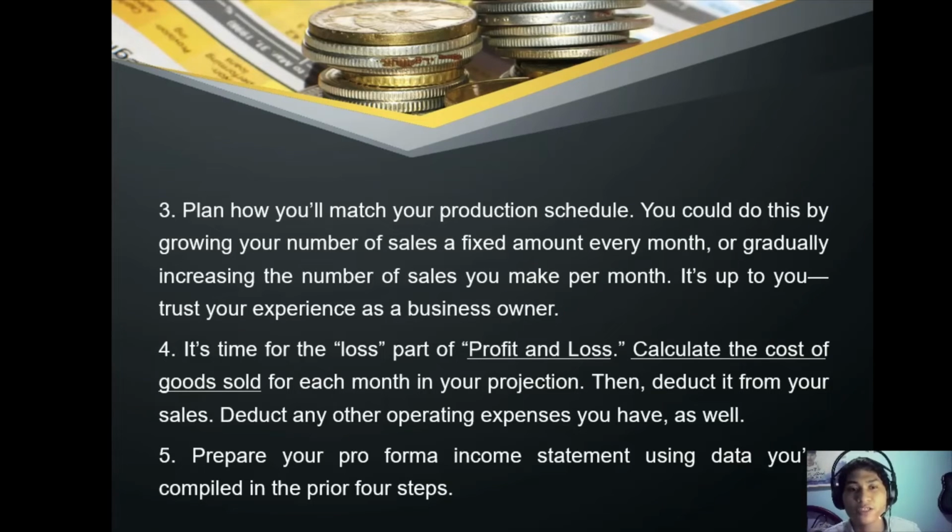Fourth step, it's time for the loss part of profit and loss. Calculate the cost of goods sold for each month in your projection. Then, deduct it from your sales. Deduct any other operating expenses you have as well. In calculating the cost of goods sold, the formula is beginning inventory plus inventory purchases made during the report period minus ending inventory. For the final step, prepare your pro forma income statement using the data you've compiled in the prior 4 steps.